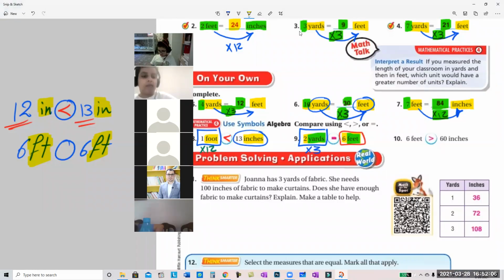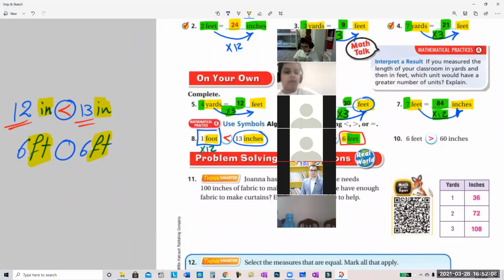Fine. Okay, the next one, we have 6 feet and 60 inches. So which is the greatest or the smallest unit? Where is the small unit here? Inch or feet? Inch is the small one. Yeah, great. So let's keep the smallest unit here as the same. So it will be 60 inches.